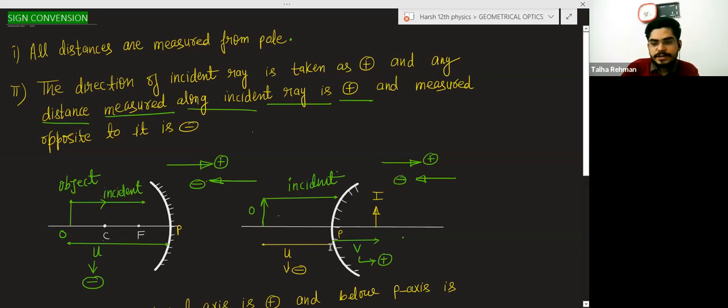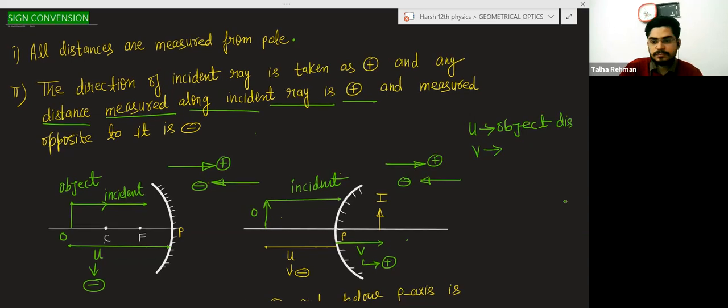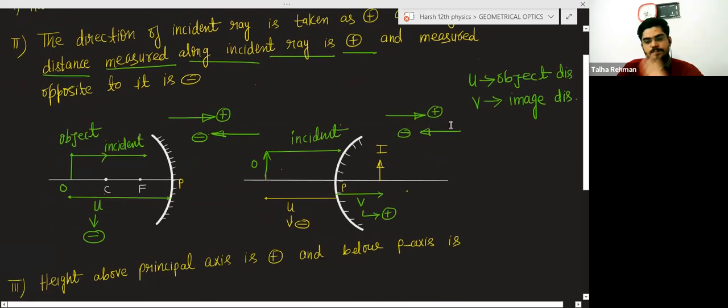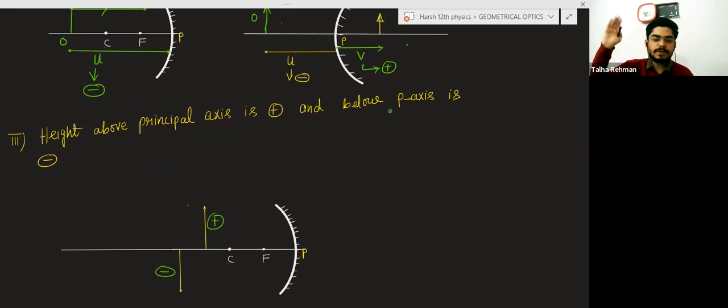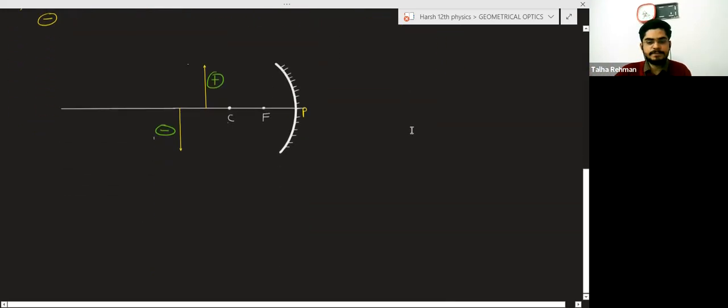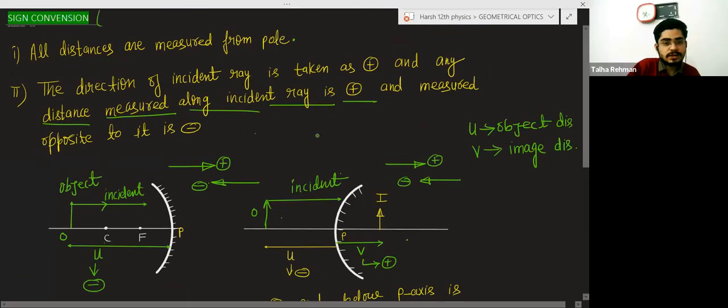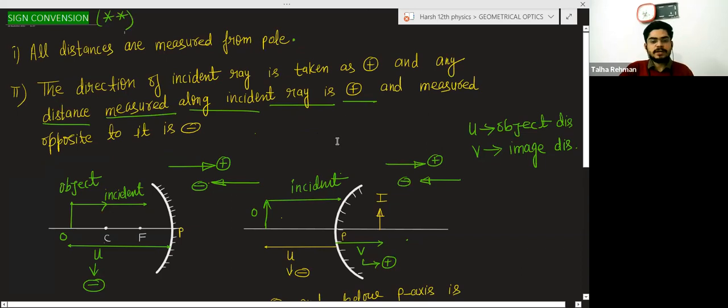And what are u and v? You can write here: small u is the object distance, and small v is the image distance. First thing is this. After that, height above the principal axis is positive and below the principal axis is negative. So if you are measuring the height of an object or image above the principal axis, it will be positive, and if you are measuring the height of the image below the principal axis, it will be negative. So these sign conventions are very, very important. Okay, write down.